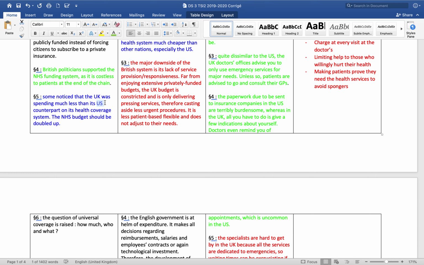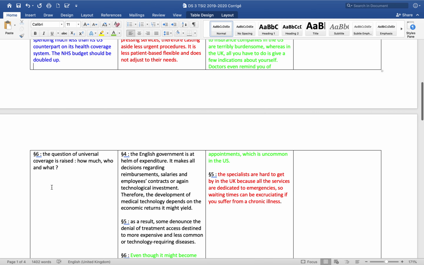Because what you have to understand is that when people pay with private insurance, the government is covering part of this insurance, is paying for part of it. That's when it becomes a bit complicated. The last paragraph, the question of universal coverage is raised: how much money should be given for the social security, who should get the money. So the last paragraph was really a series of questions as to what the system should be.